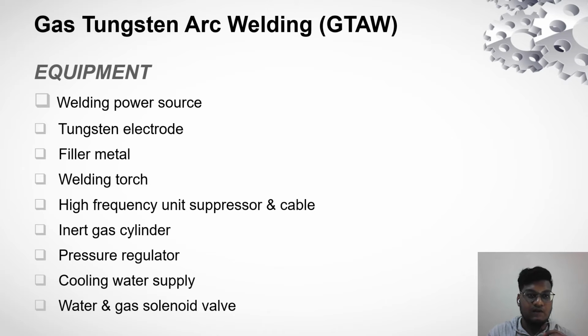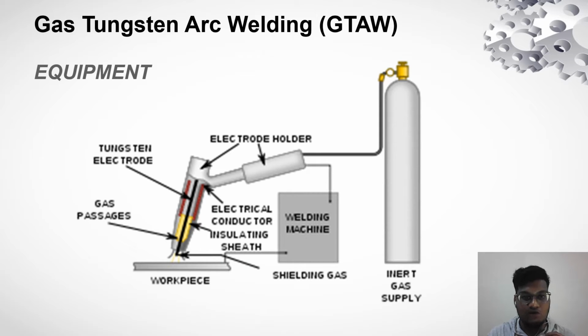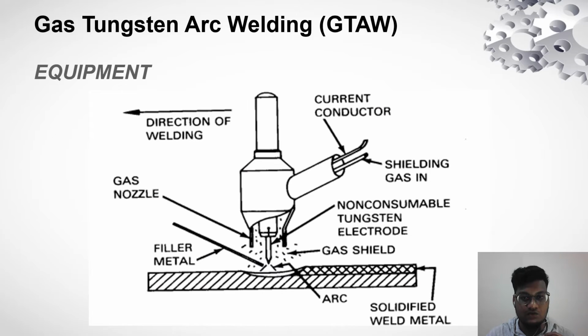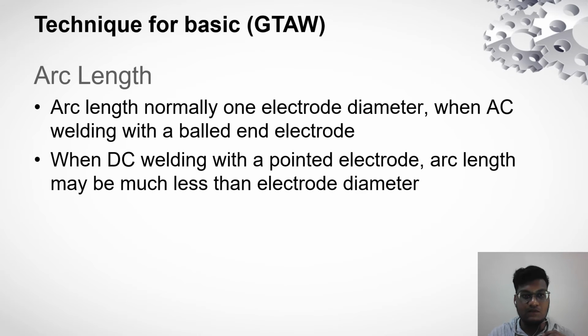And now look at equipment. We have lots of equipment, and those are welding power source, tungsten electrode, filler metal, welding torch, high frequency unit, suppressor, and more. This is one of the equipment with a label. They got labels for the equipment, and this is one of the equipment, and this is also one of the equipment. And now let's see the basic technique of GTAW, gas tungsten arc welding.